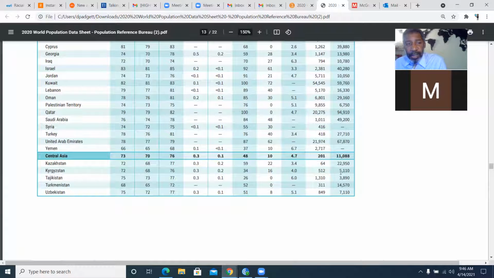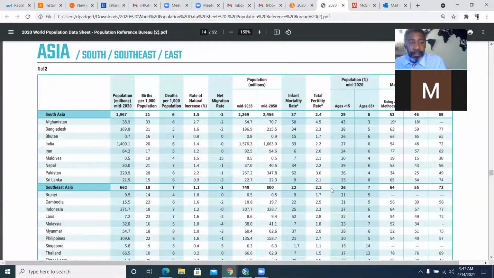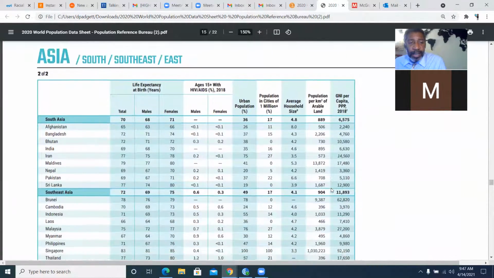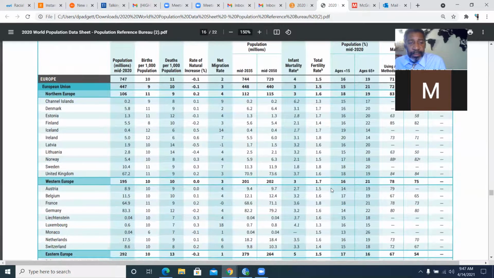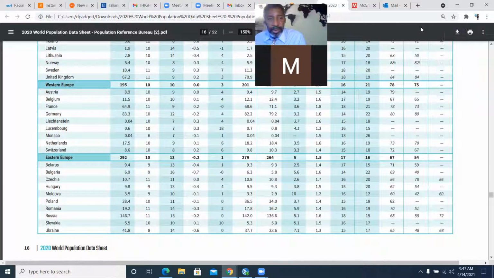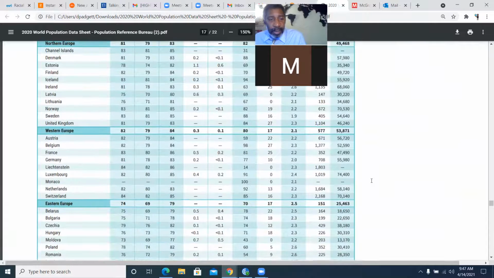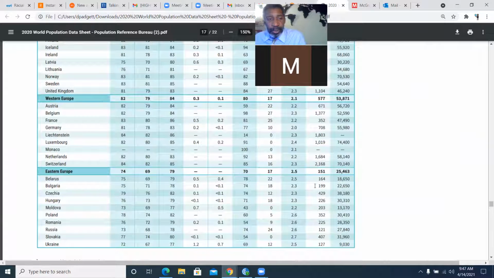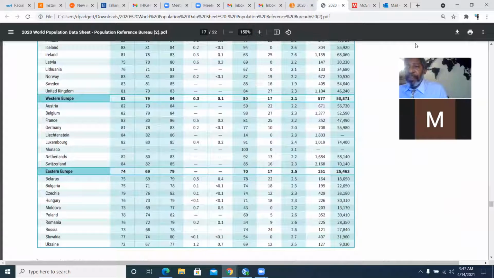Kyrgyzstan is only $5,000 per person. Tajikistan is $3,890 per person. Uzbekistan, but you get the idea here that these countries were part of the Soviet Union. So here, Eastern Europe. Here's Belarus. Belarus is at $18,000 per person. Moldova, $13,000 per person. Even Russia is only $27,000 per person, less than half of the wealth of the United States of America.